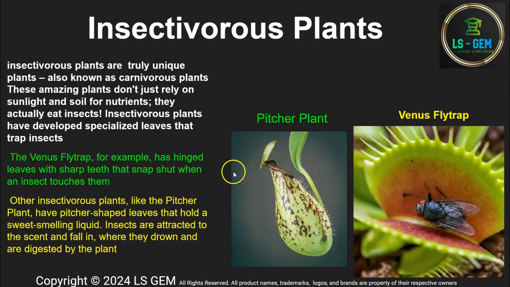Other insectivorous plants like this pitcher plant have pitcher-shaped leaves that hold a sweet-smelling liquid. Insects are attracted to the scent and fall in, where they are drowned and digested by the plant.